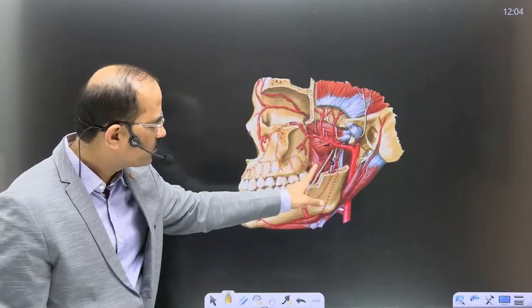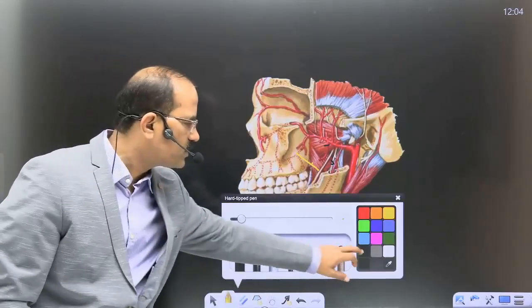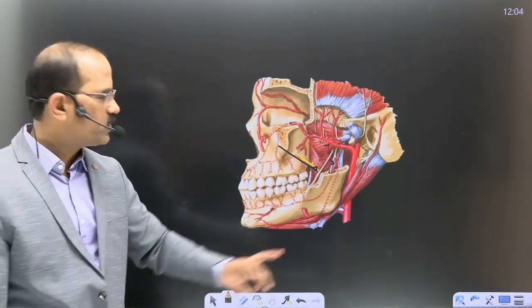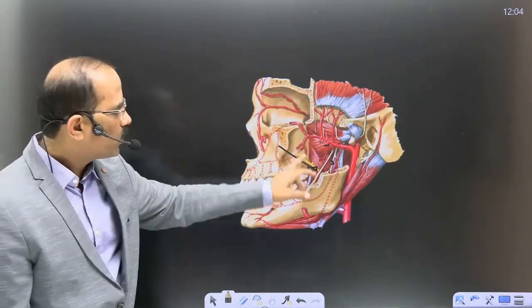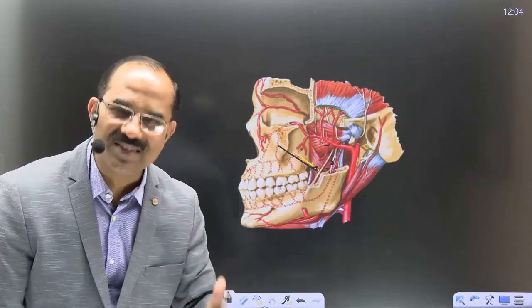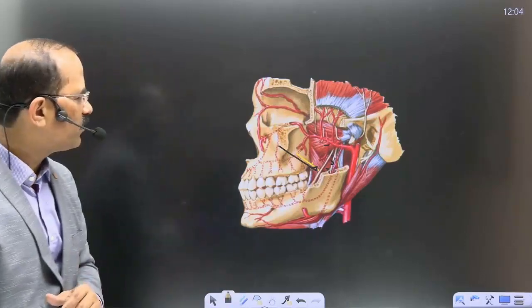What is this nerve here? Yes, students, what is this nerve which lies on the medial pterygoid? That's the lingual nerve, which is related to the third molar tooth. Also, the inferior alveolar nerve lies on the medial pterygoid muscle. The lingual and the inferior alveolar nerves.